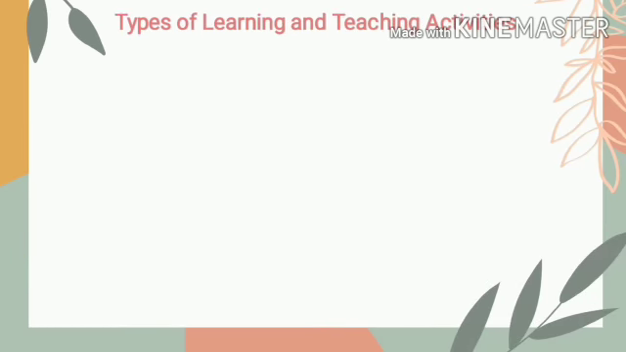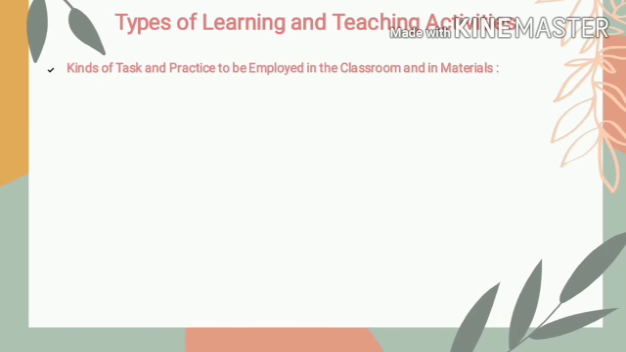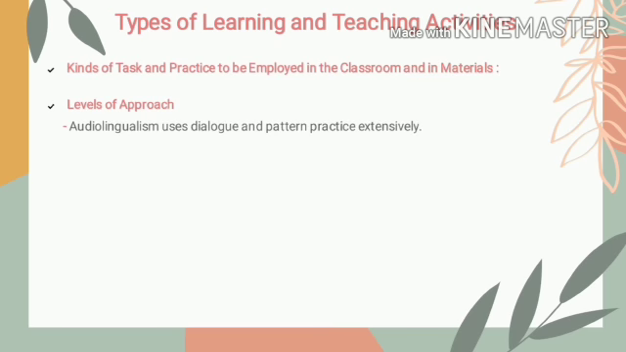Okay, the next is types of learning and teaching activities. There are kinds of tasks and practice to be employed in the classroom and in materials, but different types of activity depend on several things. The first is levels of approach. Different methods at the level of approach have an effect on the choice of learning and teaching activities in the classroom, such as audiolingualism. Audiolingualism uses dialogue and pattern practice extensively.